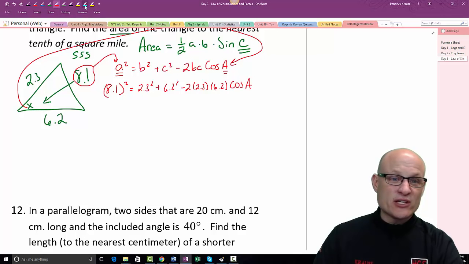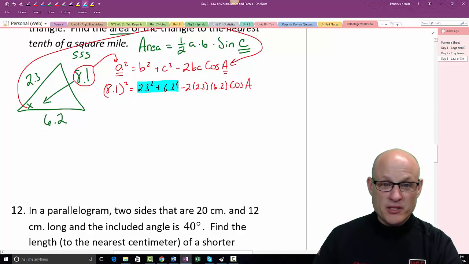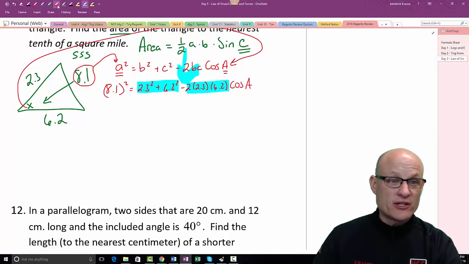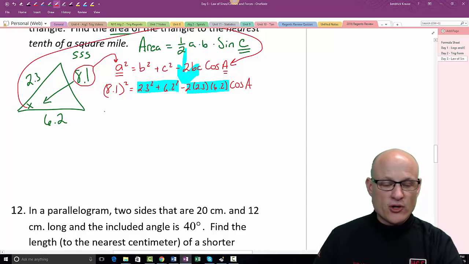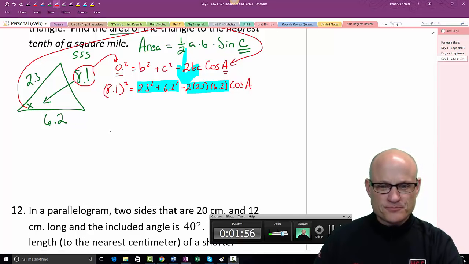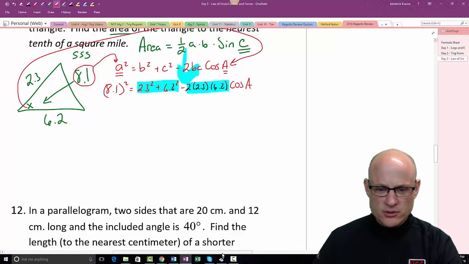Now, we have to do this in pieces. You need to come up with this piece and then this piece because there is subtraction in the middle. You can't just put all this stuff together like you wanted to. So 8.1 squared, we'll get rid of you.